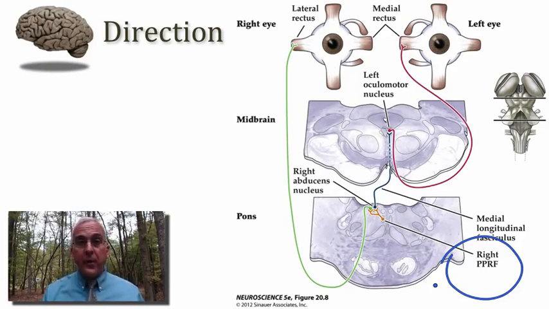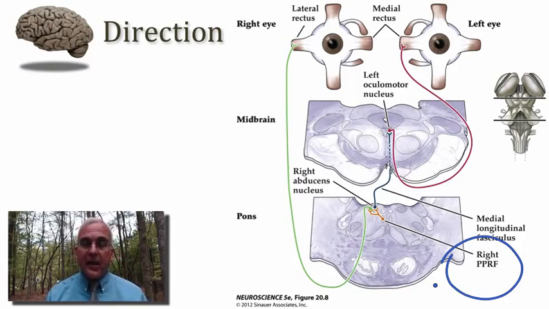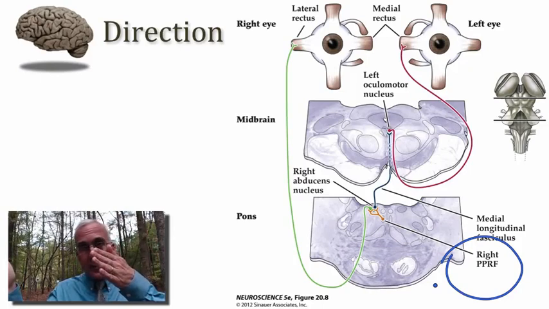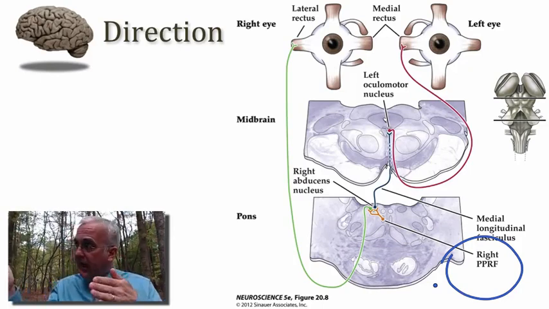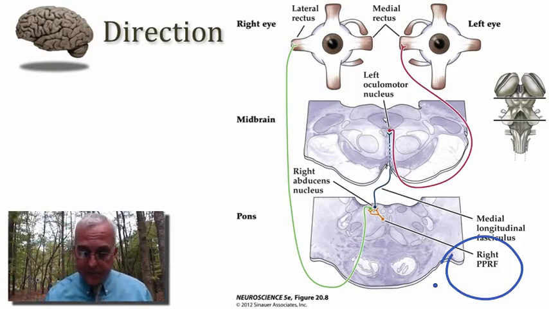Okay, well, suppose I want to look off to my right. Imagine I'm just going to look to see if someone's over there, or maybe to see what time it is on a clock on the wall. That's going to require the abduction of the right eye, moving out laterally away from the midline, and the adduction of the left eye. For the right eye, the lateral rectus muscle needs to contract, and for the left eye, the medial rectus muscle needs to contract. Well, here's the circuitry in the brainstem that makes this possible.